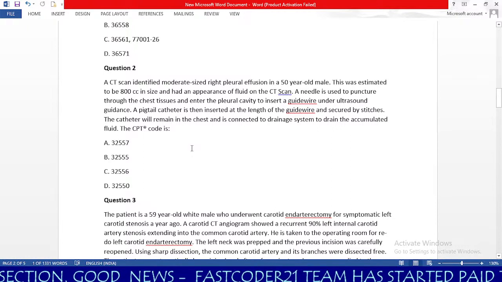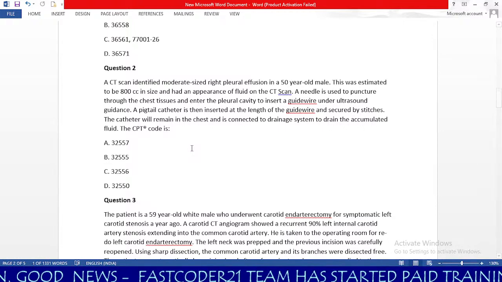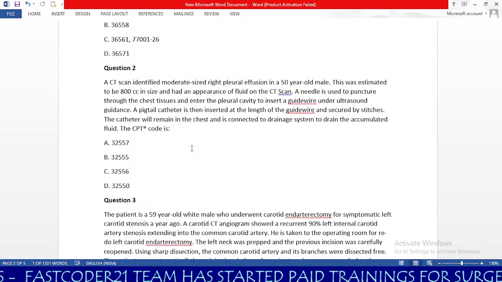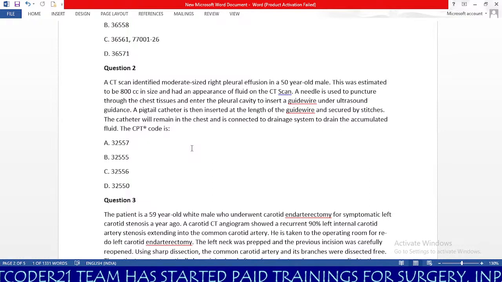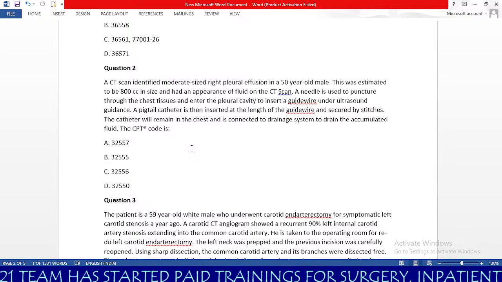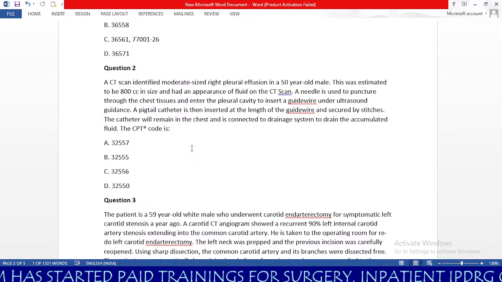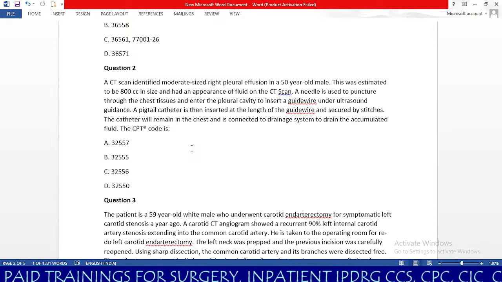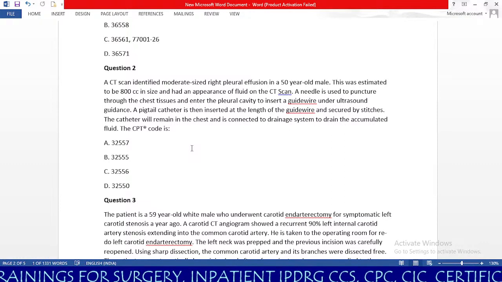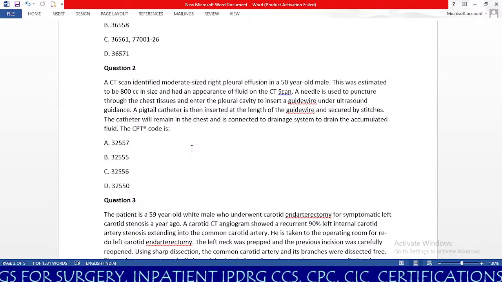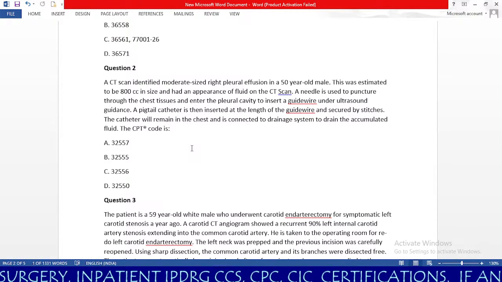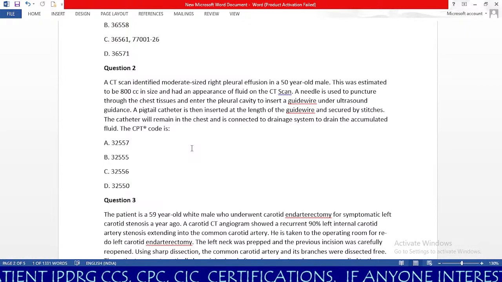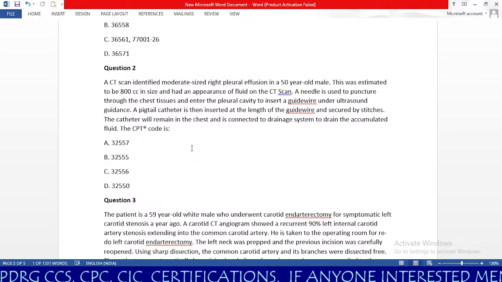So 32555 is wrong. So we will check 556. Pleural drainage percutaneous with insertion of indwelling catheter without imaging guidance. So anyway we have imaging guidance. 32556 is also wrong. So we will check 32557. Pleural drainage percutaneous with insertion of indwelling catheter with imaging guidance, 32557. So basically here the thing is that drainage of fluid from the pleural cavity was performed by a needle approach. So it is a percutaneous process as all of us know with insertion of indwelling catheter to drain the fluid.